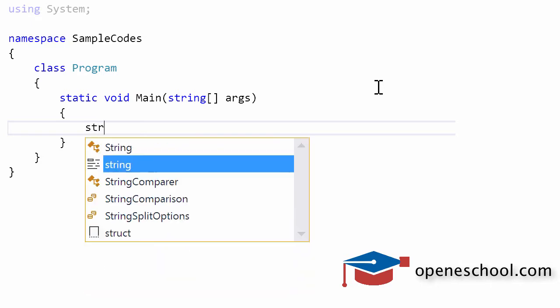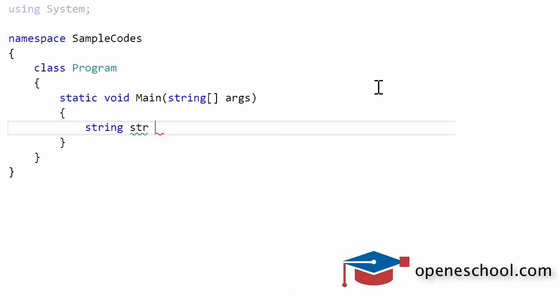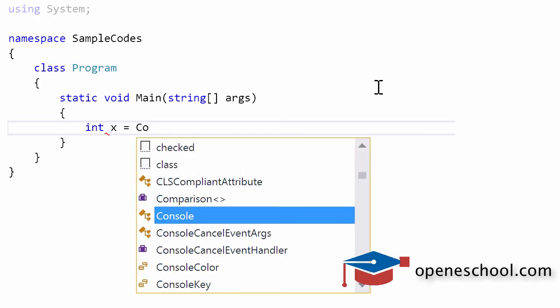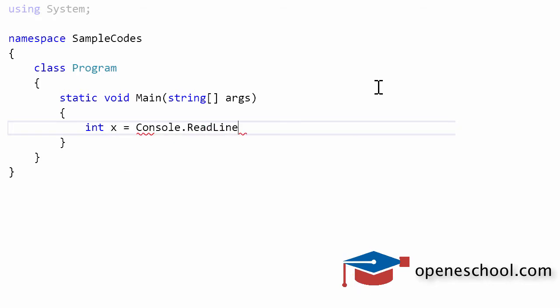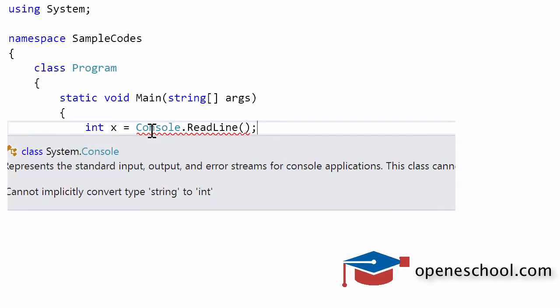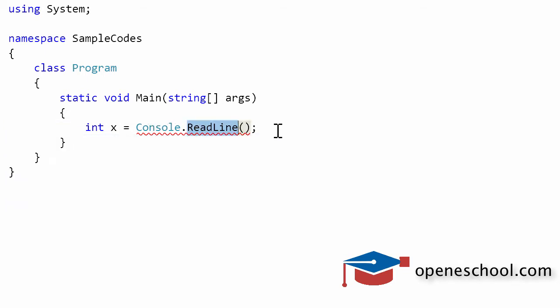So if I create an int variable, int x, and I use the Console.ReadLine function to read the value from the keyboard, you will notice that there is a red line below this function, and it says that the ReadLine function actually gives the return type as a string and it cannot be converted into int directly.